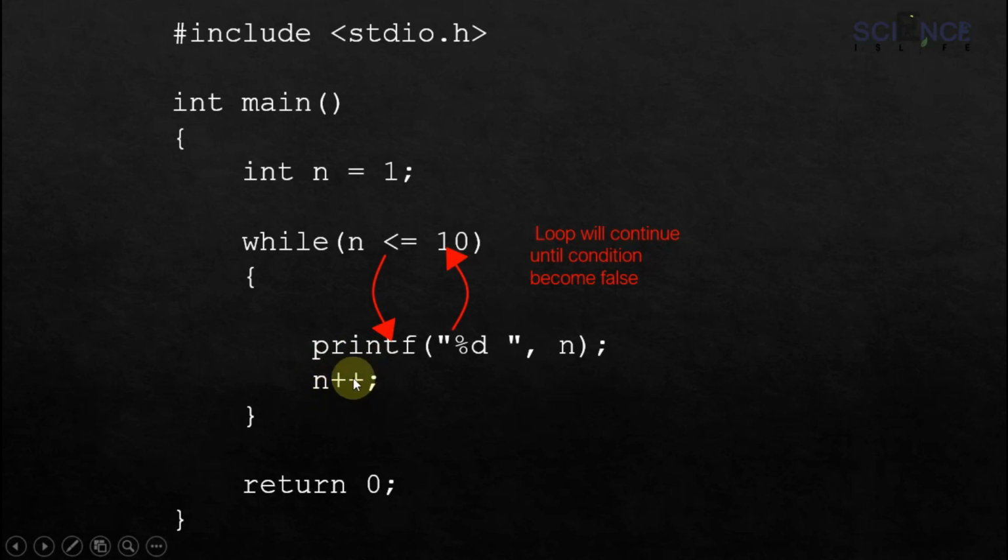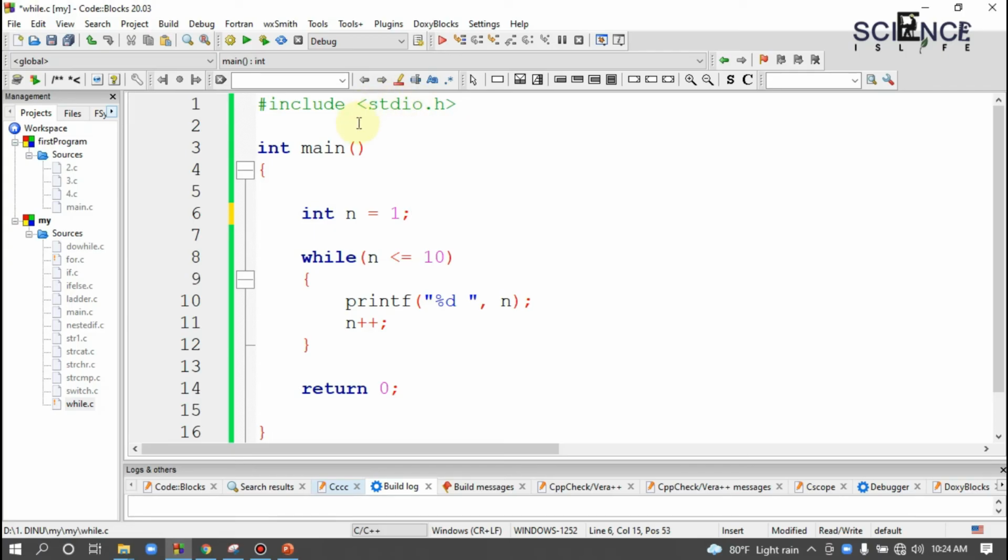After changing this value, again the compiler will check the condition. Now what is my n's value? I have incremented by 1, so my n is 2. Still the condition is true. Then again it will execute everything within the while loop, and at the end it will increment. Likewise, this loop will continue until the condition becomes false. So that is how a while loop is working. This is the example that I took before.